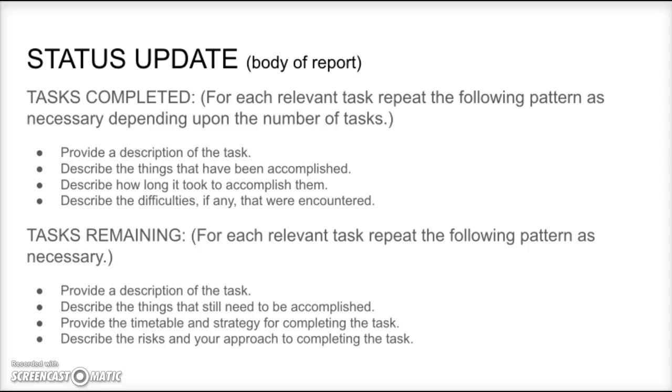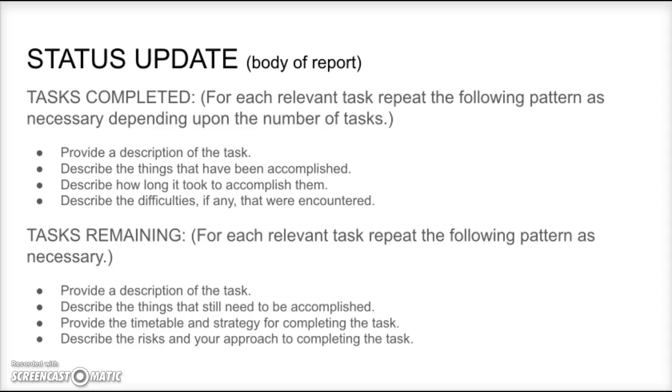After the introduction, then, we would move into the actual body of the report itself, which is the status update. And the status update is made of 2 different sections. The first section is tasks completed, so what you've already accomplished, and then the second section in the status update is tasks remaining. So in tasks completed, you want to provide a description of the task, describe the things that have been accomplished, describe how long it took to accomplish them, and describe the difficulties, if any, that were encountered in that process.